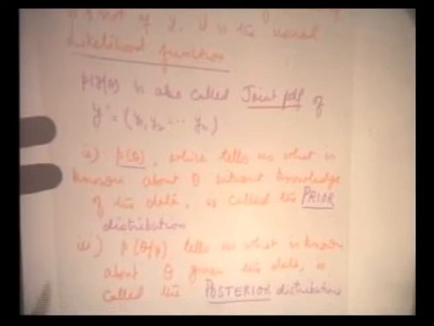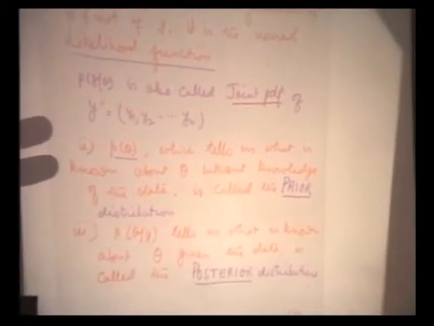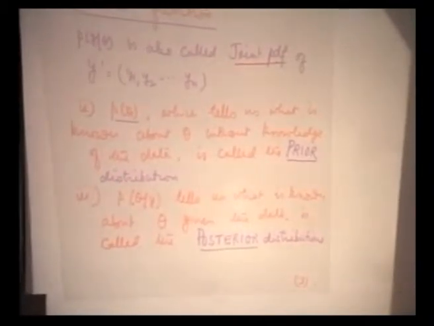What's the second term there? P(theta), which tells us what is known about theta without the knowledge of the data. This is what we call the prior distribution, because it is prior to the entire research that you undertake. This is something you already believe in, your degree of belief. P(theta given y) tells us what is known about theta given the data. It's called the posterior distribution. How do we actually get that? The machine you put in, called the Bayes theorem, gives you the posterior distribution.